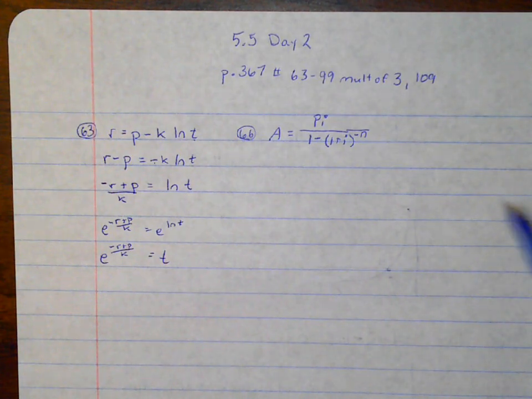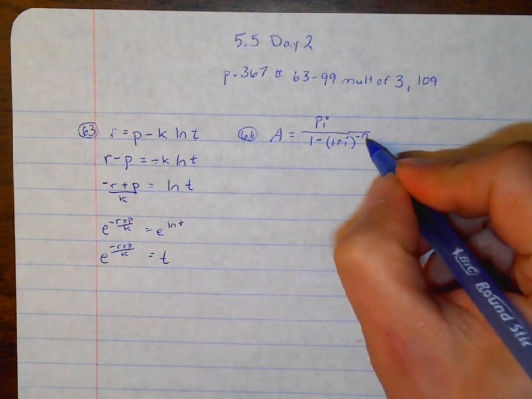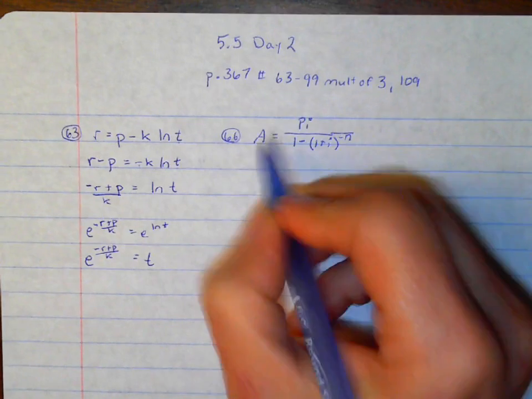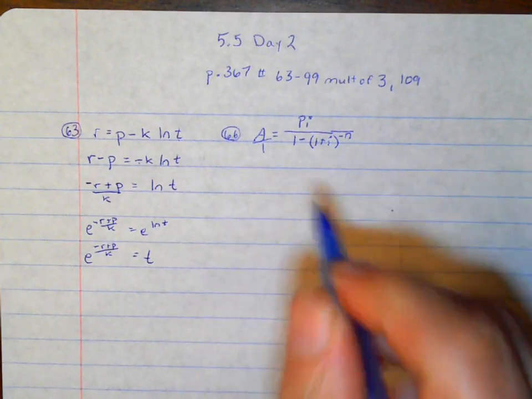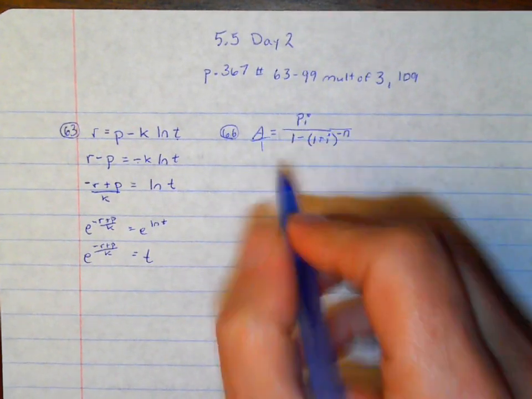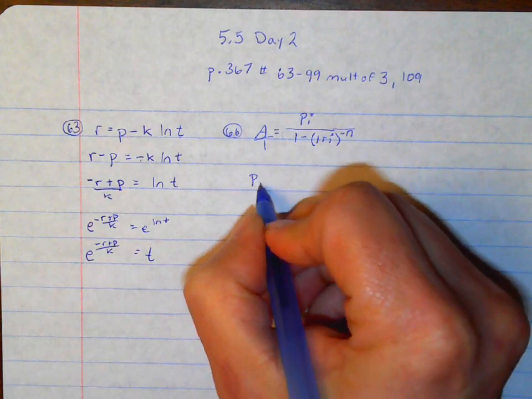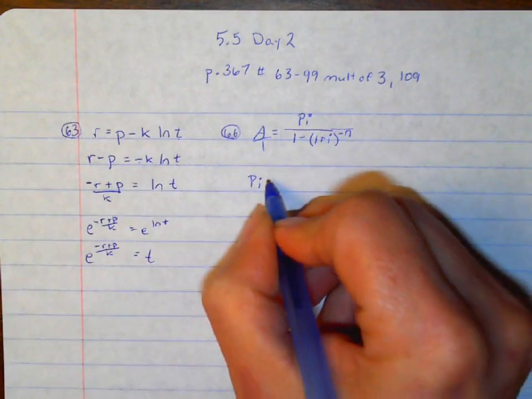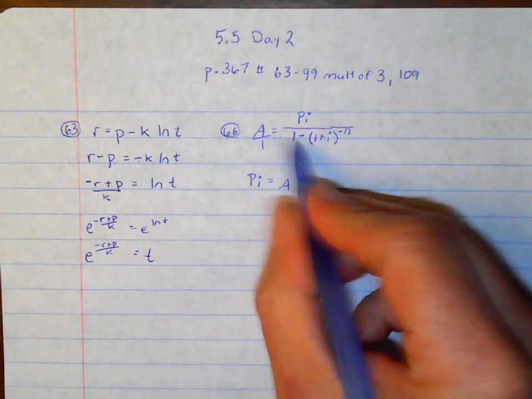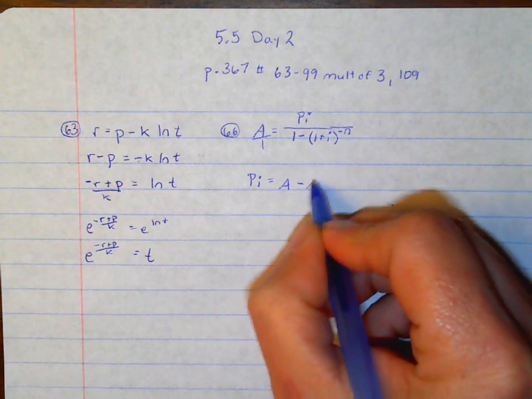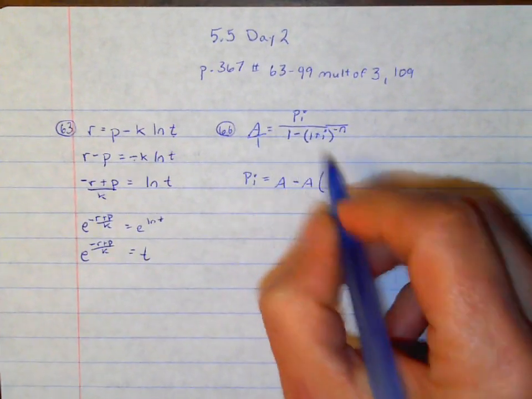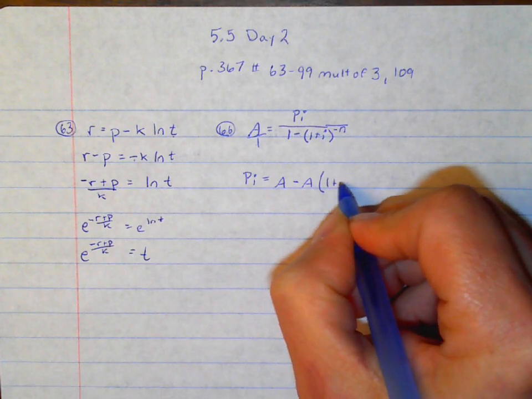66, I'm solving for the n. Okay, solving for the n right here. First, let's get rid of the fractions here. So I'm going to put that over 1, cross multiply. So I know that pi times 1 is equal to a times 1 minus a, like if I distribute it through, times 1 plus I to the negative r.